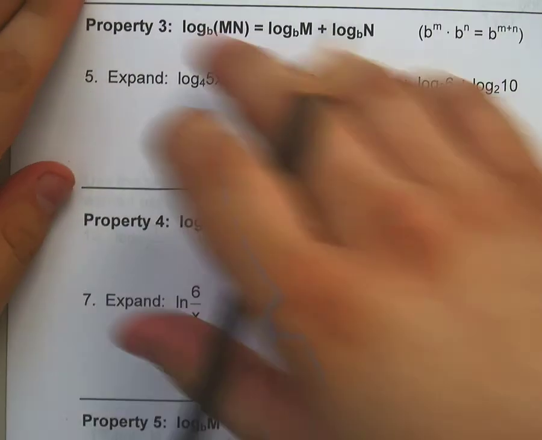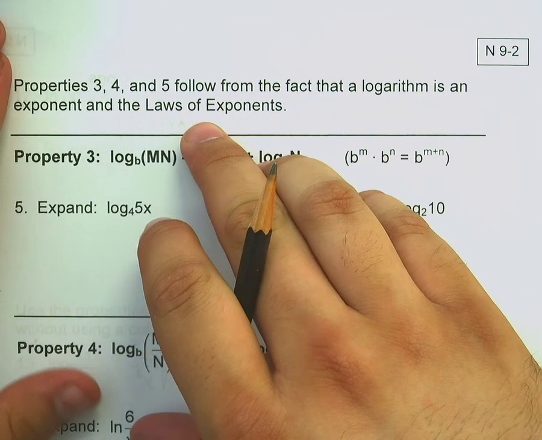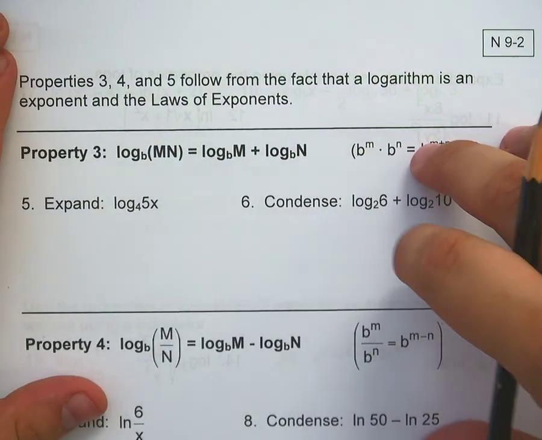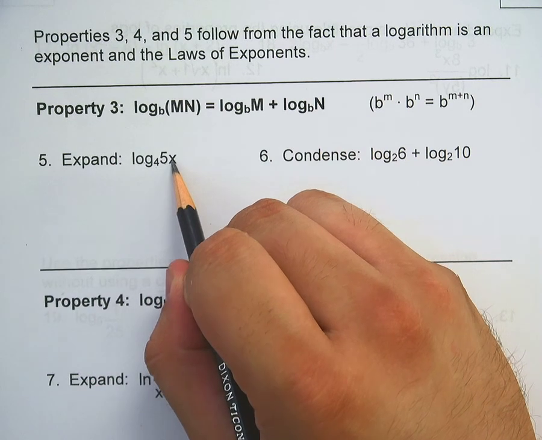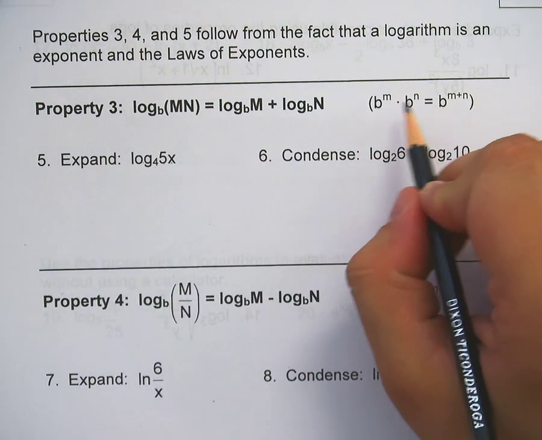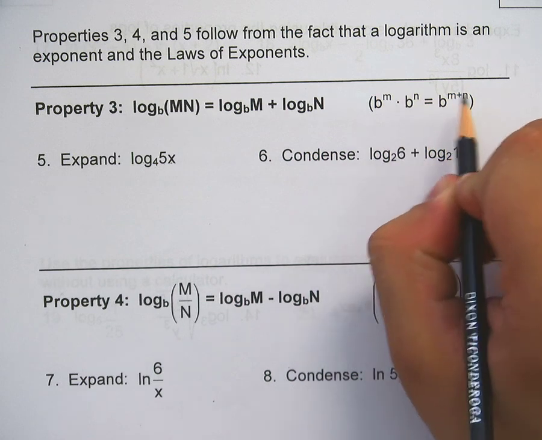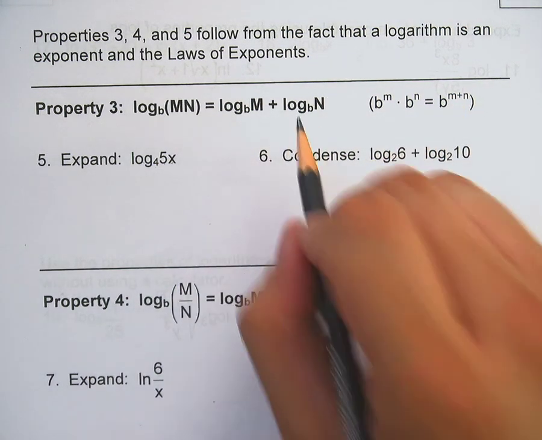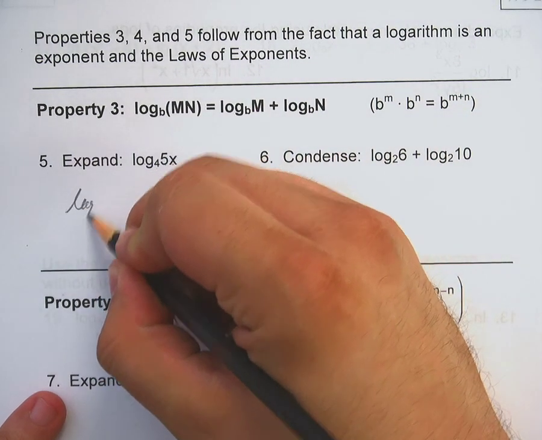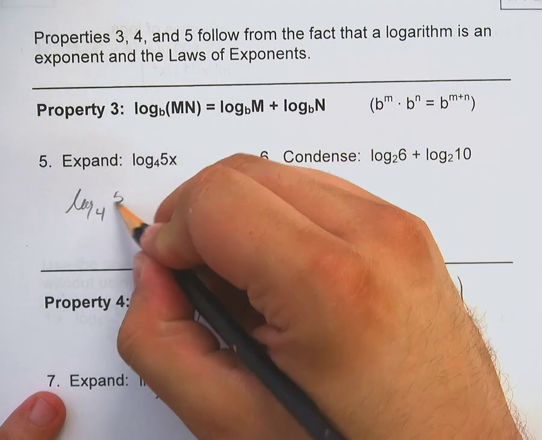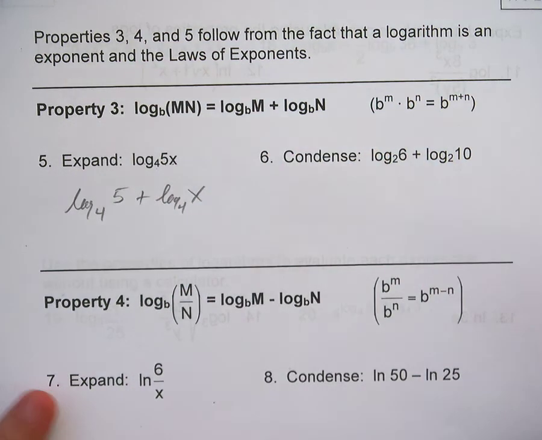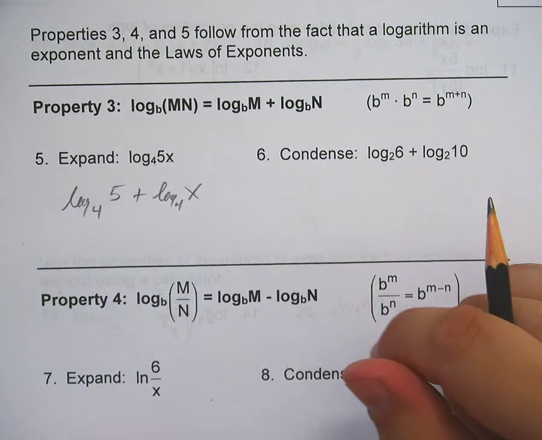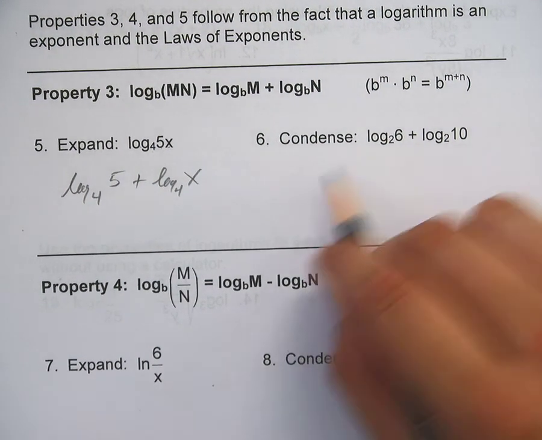Now properties 3, 4, and 5 follow from the same logarithm properties we've already seen. So to expand log base 4 of 5 times x, right, because you are multiplying, you can add. I can expand this and call this log base 4 of 5 plus log base 4 of x. And I've got a cool way to remember this when you get into class tomorrow. Condensing, it goes the same way.